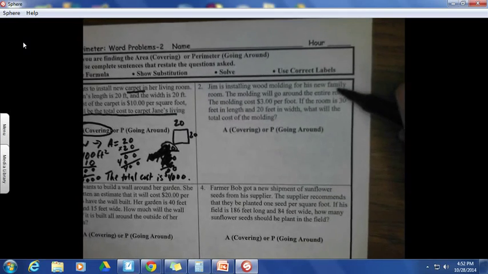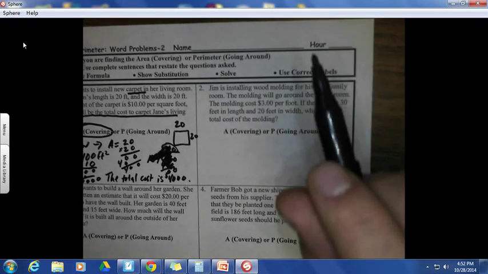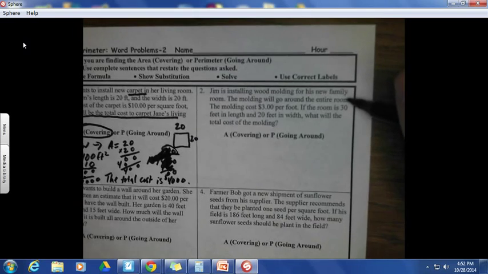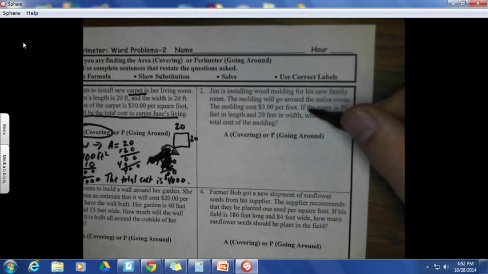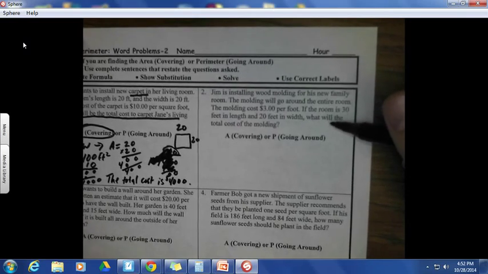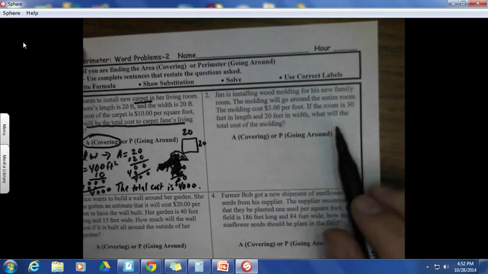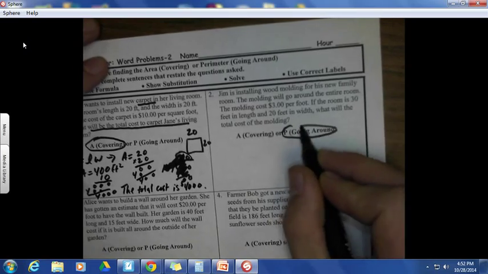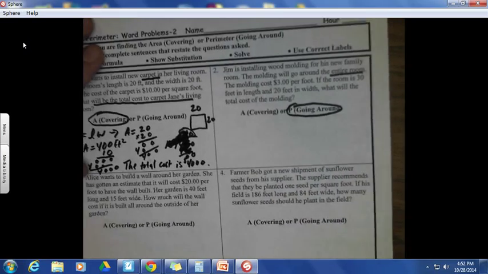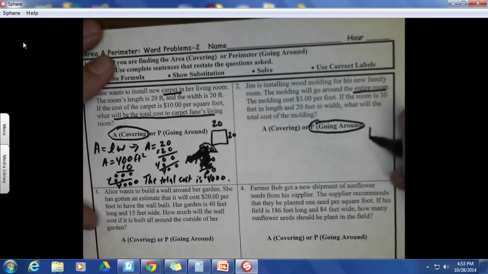Number 2. Jim is installing wood molding for his new family room. The molding is the stuff that goes around the top of the ceiling. The molding will go around the entire room. The molding costs $3 per foot. If the room is 30 feet in length and 20 feet in width, what will the total cost be of the molding? First question, again, are we covering or are we going around? We are going around the entire room. So our perimeter, and the room is a rectangle, 20 feet by 30 feet.